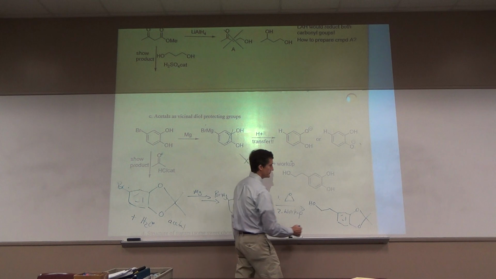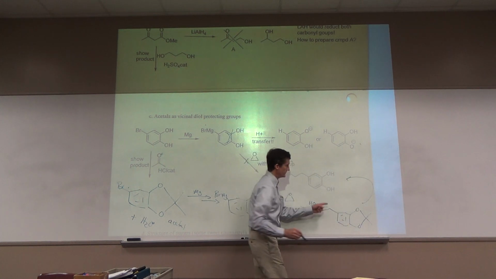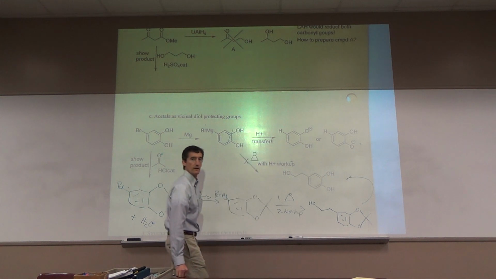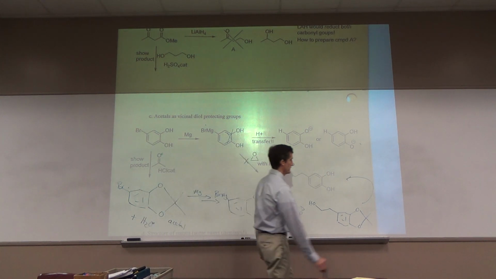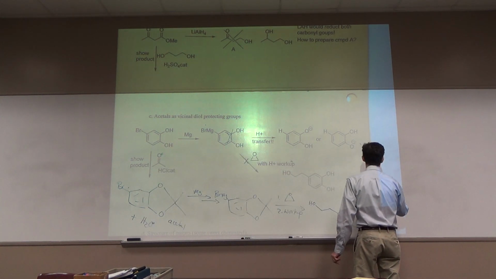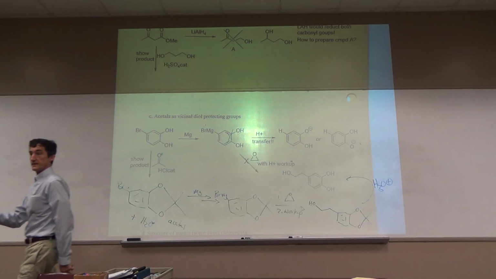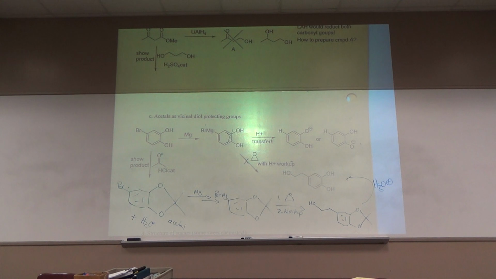And then, if we want to liberate the two OHs, what do we treat this with? H3O plus, deprotect it, and we liberate the diol. You're also going to liberate acetone, but that's probably going to go in the waste container, because here the main functional group is your diol.